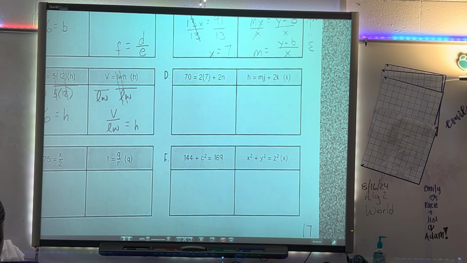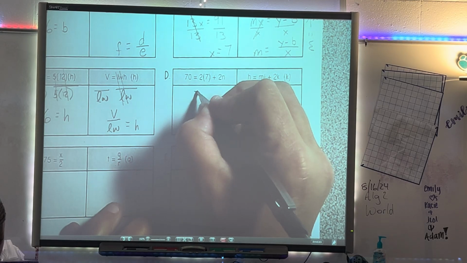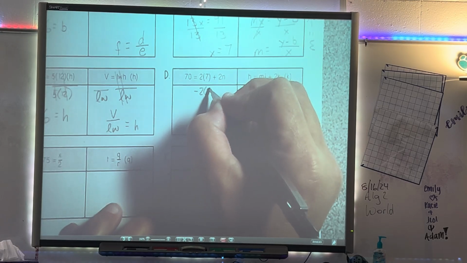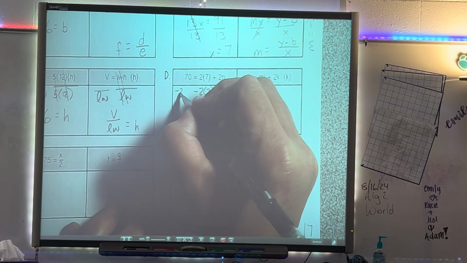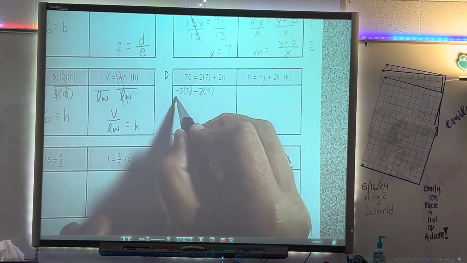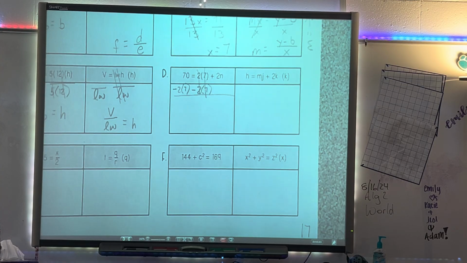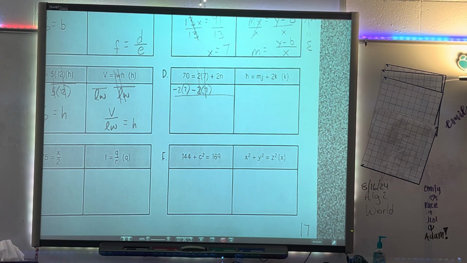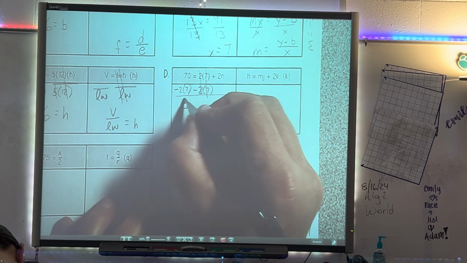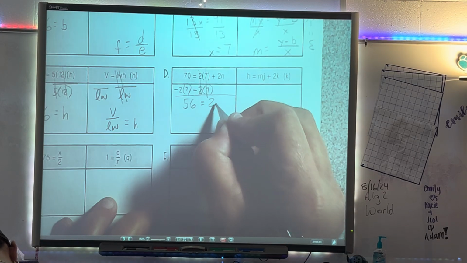So what I'm going to do is I'm going to still write it as minus 2 times 7 and minus 2 times 7 over here. But before I subtract that out, I'm gonna do 70 minus the 14. Are y'all okay there? I'm gonna multiply together in my head and just do 70 minus 14. So that gives me 56 is equal to 2 times n.